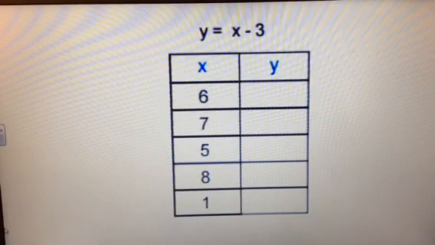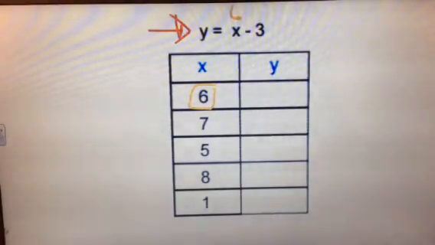This equation is y equals x minus 3. Or, as we also know how to say, what's the difference between 3 and x? Let's have a look. If x equals 6, we can ask what's the difference between 3 and 6? And we know the answer is 3.